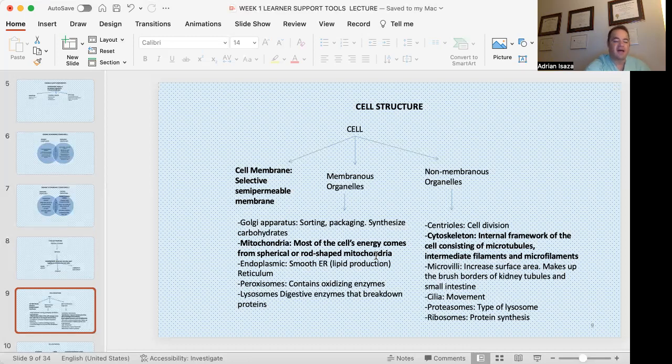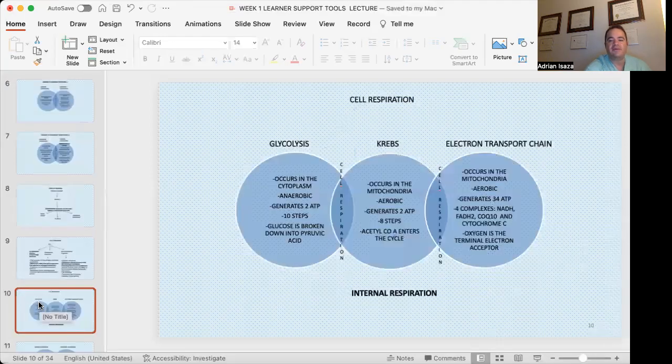What part of the cell needs glucose and oxygen to make energy? The mitochondria, right? Make sure you know that. It's bolded, guys. I bolded it for you. Most of the cell's energy comes from the mitochondria. So make sure you know mitochondria. Move down. Cell respiration. Now, there's nothing bolded here, so what does that mean? That means I'm trying to reinforce a concept. What concept am I trying to reinforce? The one we just talked about, which is the mitochondria makes most energy.